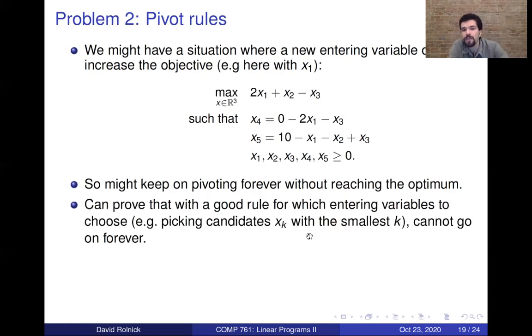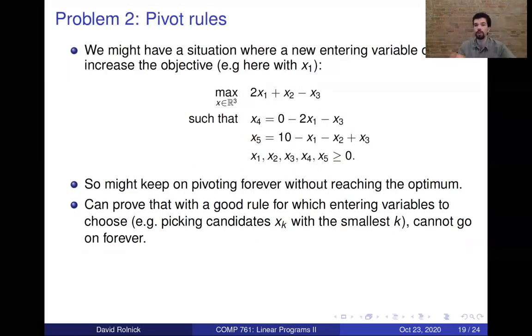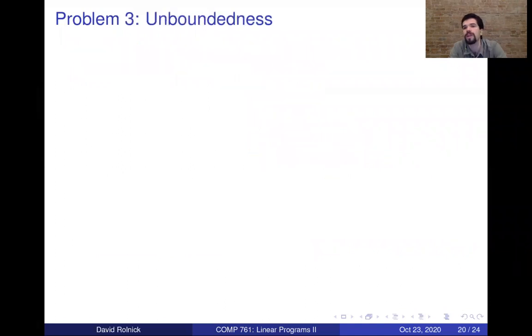But there is a way to fix this. For example, there are rules for picking which entering variables to choose if there's any ambiguity about it. For example, you could pick the xk with the smallest value of k out of all the possibilities. And this will end up not looping. You can prove that you never end up getting into a loop where you keep on cycling forever, and you're eventually going to have to reach the optimum. There's a question about, is there an analogy to turning up the temperature on an energy-based method, weakening and tightening the constraints? Yes.